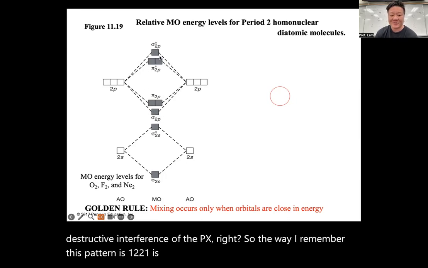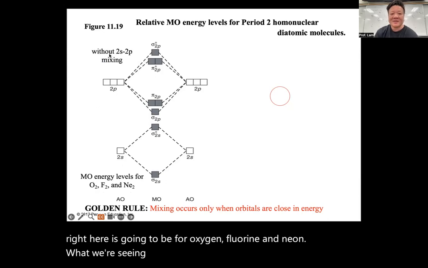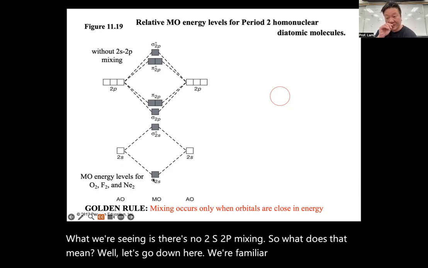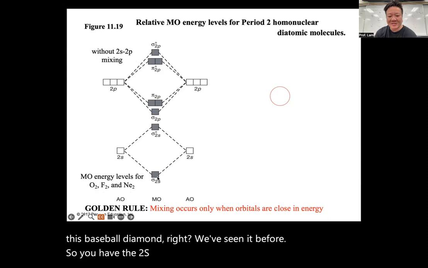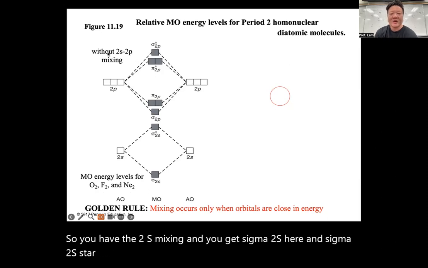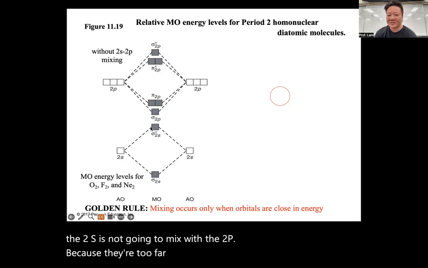It's very symmetrical. And this pattern right here is going to be for oxygen, fluorine, and neon. What we're seeing is there's no 2s 2p mixing. So what does that mean? Well, let's go down here. We're familiar with this baseball diamond, right? We've seen it before. So you have the 2s mixing, and you get sigma 2s here and sigma 2s star here. What does it mean without 2s 2p mixing? It means the 2s is not going to mix with the 2p, because they're too far apart to mix.